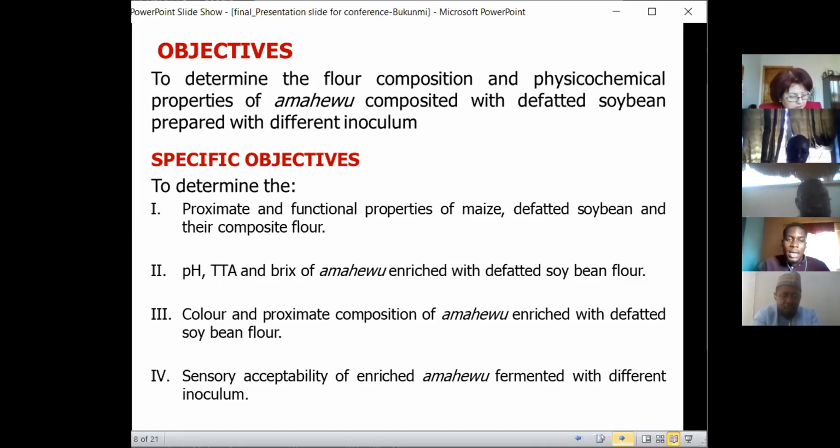The pH and TTA, we want to check to ensure that there was fermentation indeed. Then we want to check the color and the proximate composition to check if the addition of soya bean to Amayewu caused any change in color compared to the reference Amayewu being produced generally. So we want to check if the sensory acceptability of soya bean added Amayewu is acceptable by the consumer.